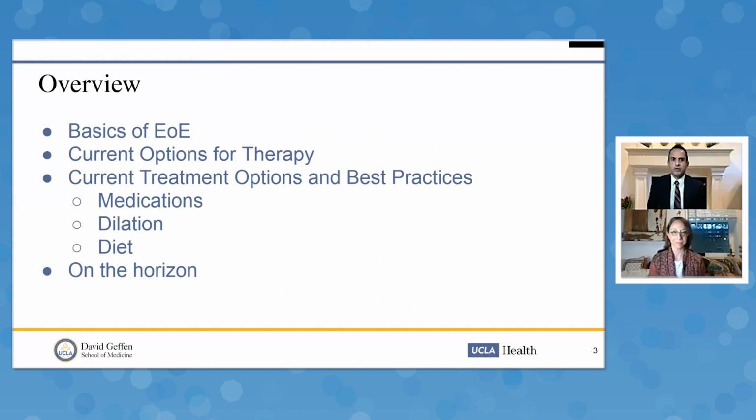We're going to be going over the basics of eosinophilic esophagitis, which I will commonly refer to as EoE. We'll talk about current options for therapy, as well as the treatment options and best practices as they pertain to medications, dilation, and dietary therapy. And then we'll finalize with just some potential future directions that are on the horizon and some take-home points.